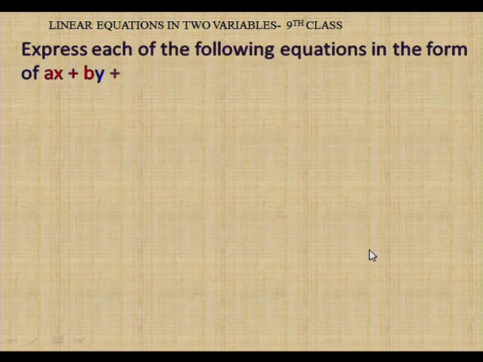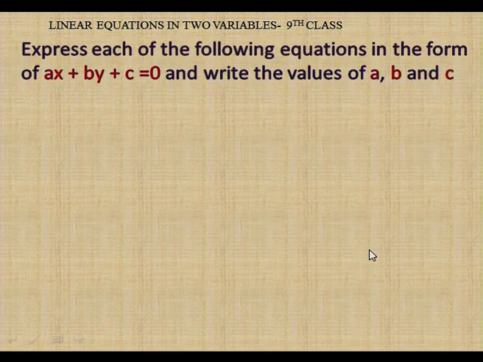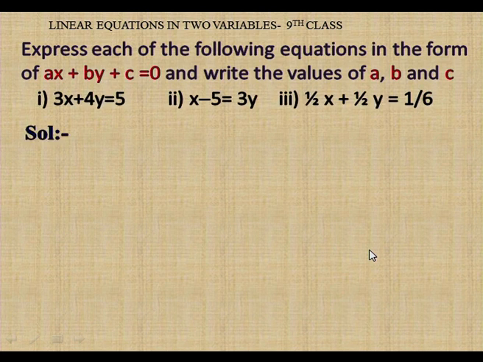Express each of the following equations in the form ax plus by plus c is equal to 0, and write the values of a, b and c. Here are some questions for you: 3x plus 4y is equal to 5, x minus 5 is equal to 3y, half x plus half y is equal to 1 by 6.